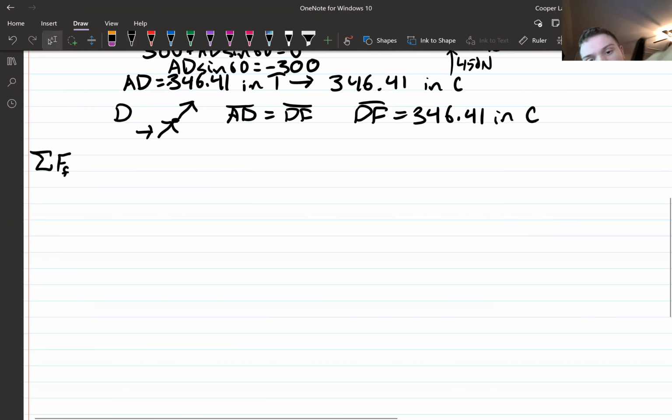And that would be, here, I'll draw it out. So at point F, there's 4 forces. However, one we know to be 200. We know another one to be 346.